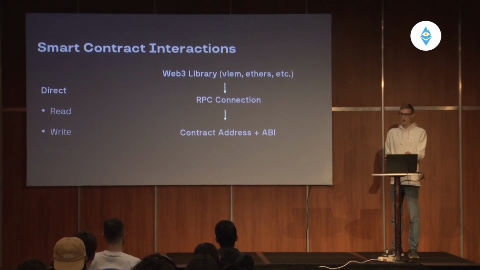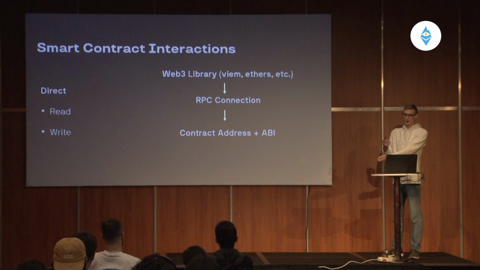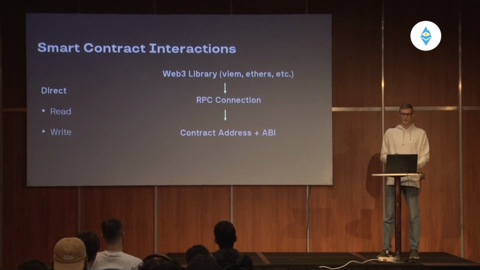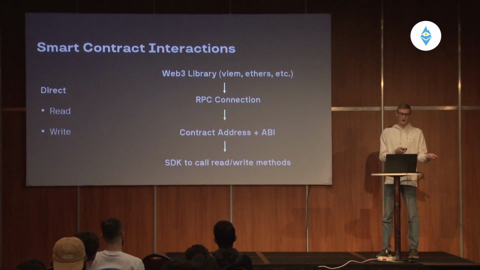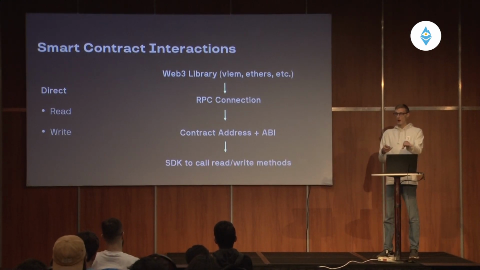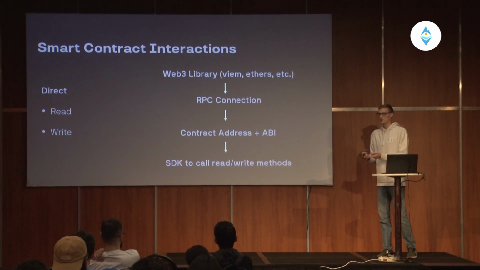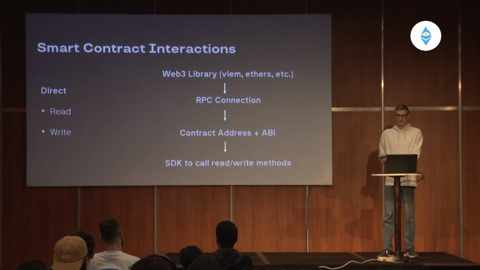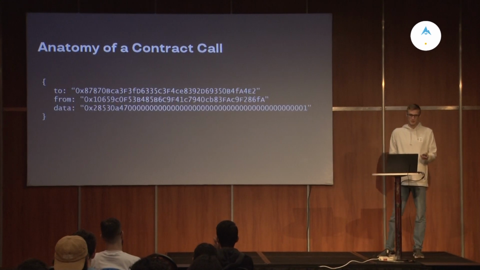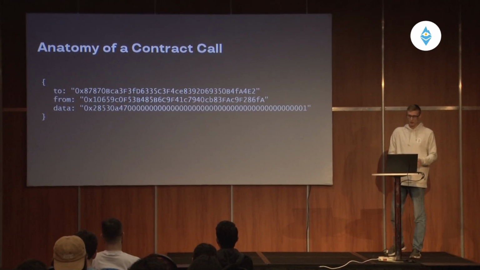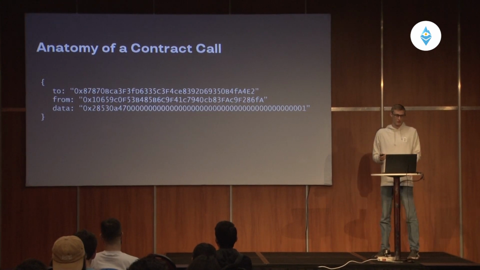And then based on that RPC connection, you can interact with contracts, and the two steps to do that are passing in an address and then an ABI. And then from there, once you have these Web3 libraries set up with your contracts, now you have this SDK where you're able to call these read and write methods. And so what does a contract call actually look like? This is getting pretty low level, but I think it's really important to go through.